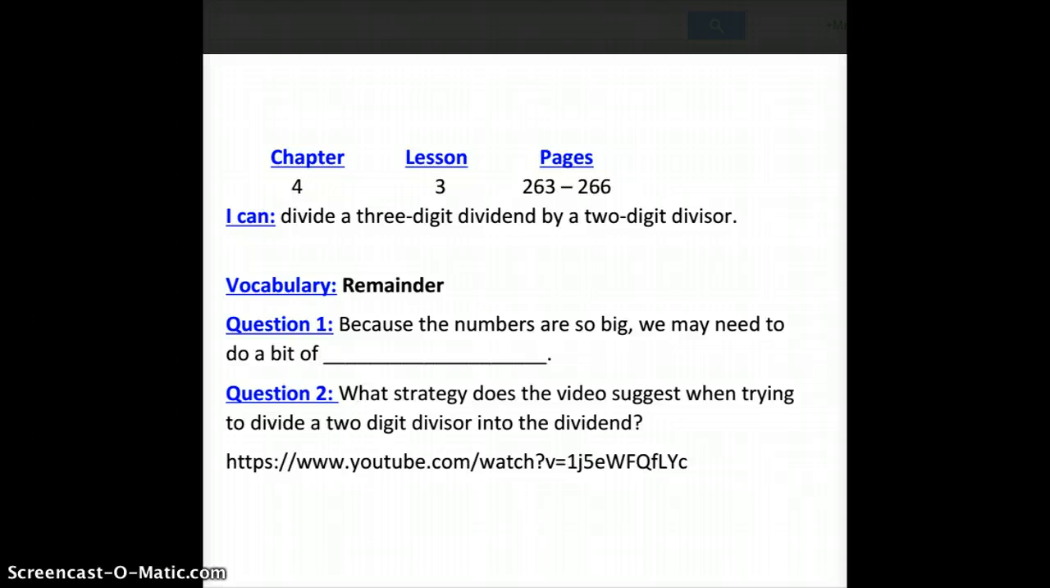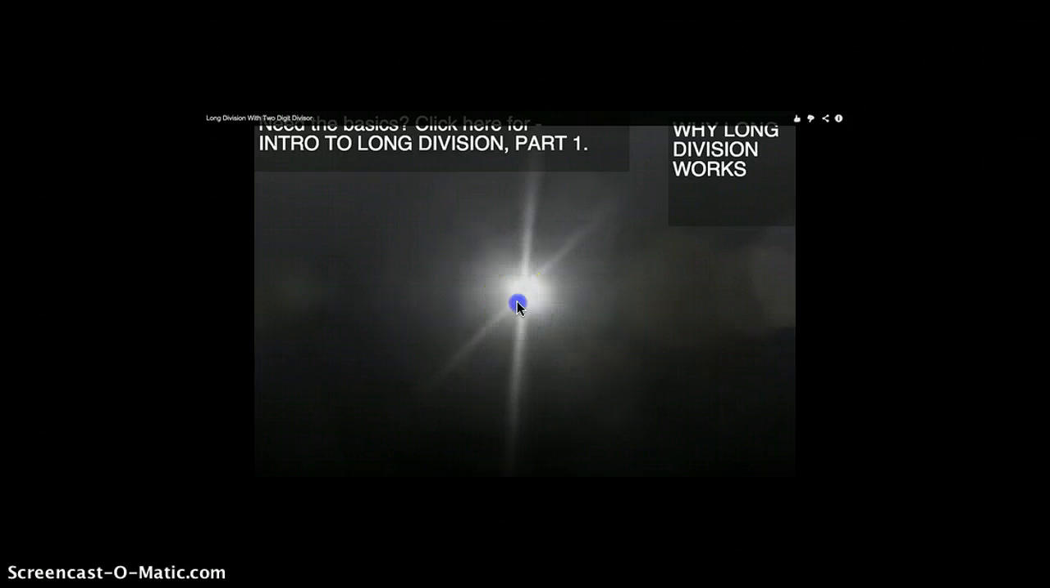Question 1, because the numbers are so big, we may need to do a bit of blank. Question 2, what strategy does the video suggest when trying to divide a 2-digit divisor into the dividend? All right, let's take a look at this video.